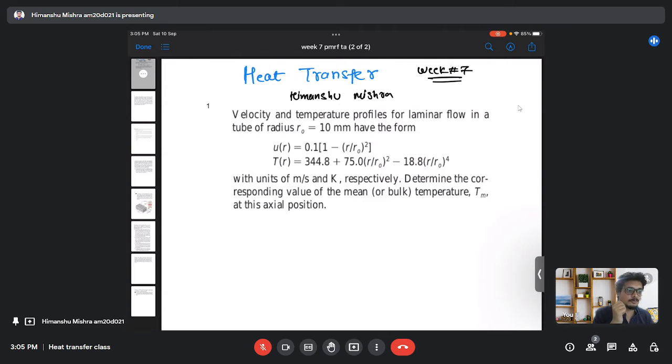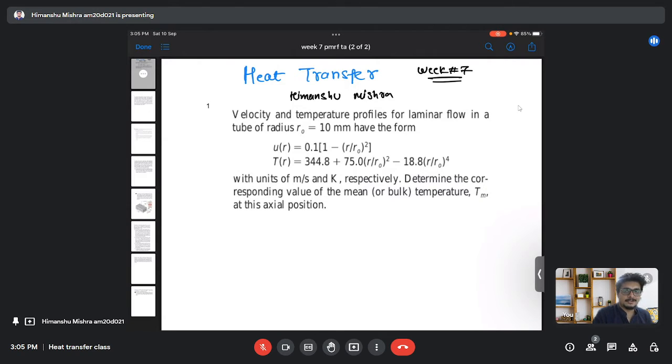Last week we discussed the flow past a flat surface and how heat transfer occurs in it. We found the heat transfer coefficient in various types of flows like laminar flow, mixed flow, and turbulent flow. In this lecture, we will be solving questions related to the internal flows.